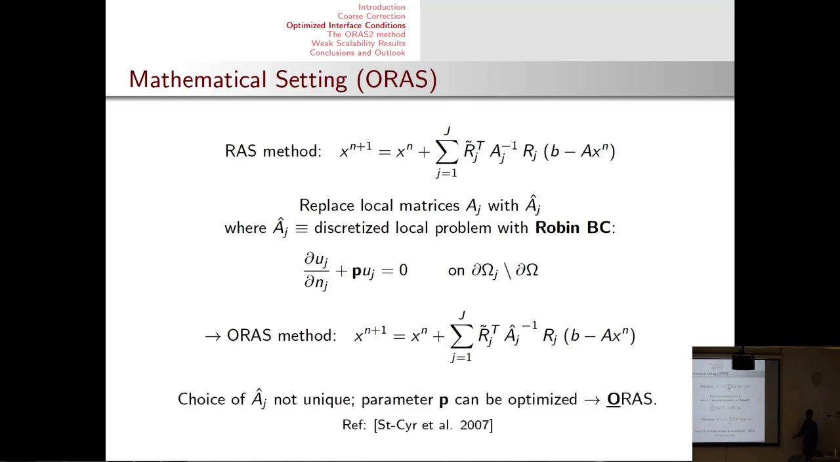So of course the choice of a hat of the local matrices with Robin condition is not unique. It depends on the problem, on the discretization. And what is good is that the parameter P can be optimized, which explains why we talk here about an optimized RAS method, ORAS. The reference for this is St-Cyr from 2007.